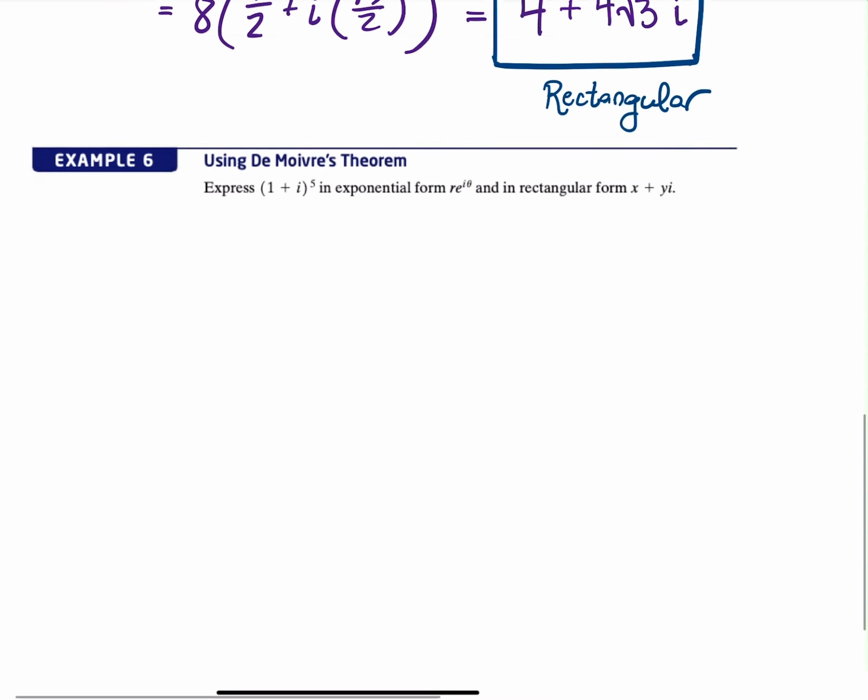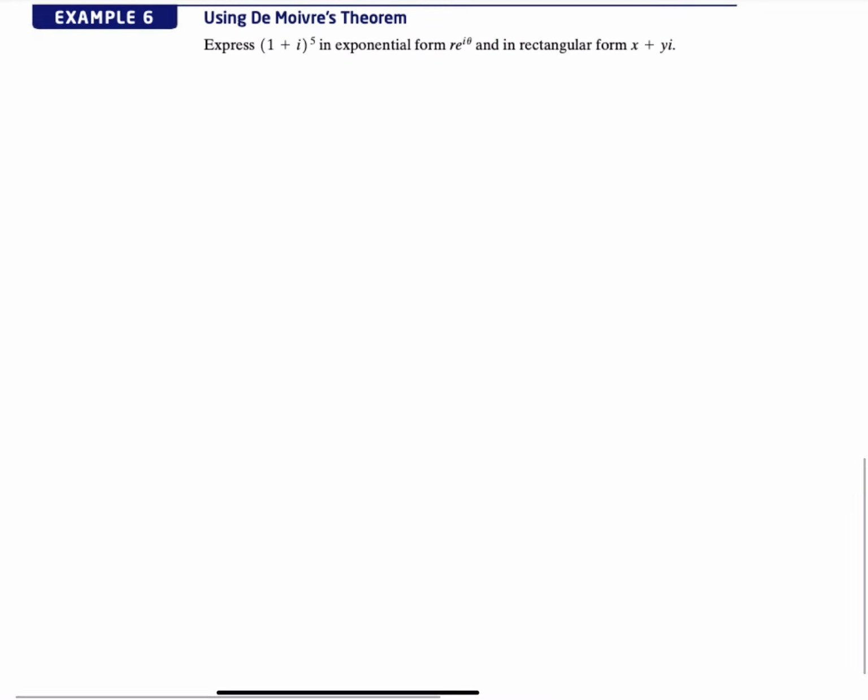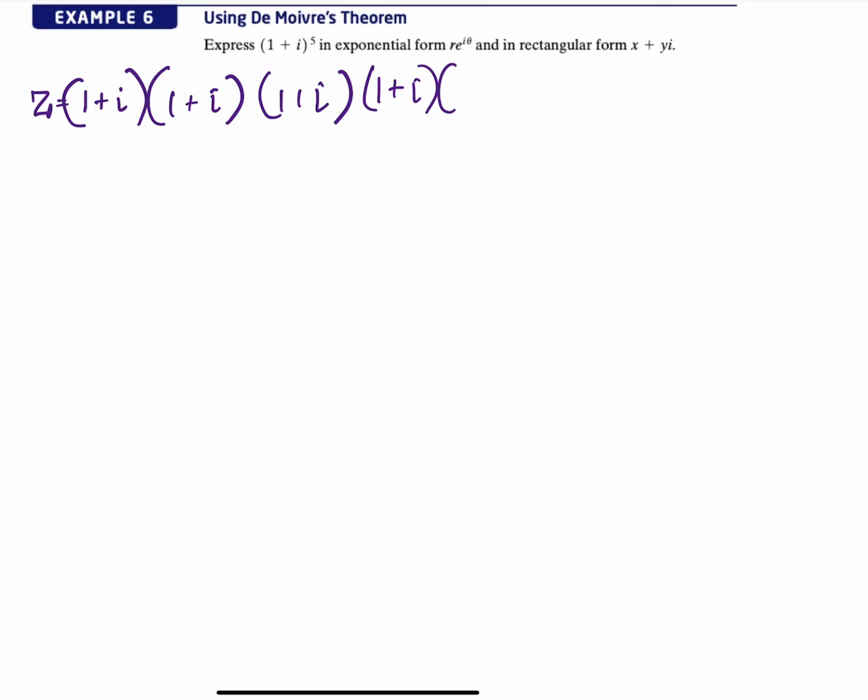All right, let's look at our next example. We want to express 1 plus i to the 5th power in exponential form and in rectangular form. So that means our complex number is what's inside there. We can say that z is 1 plus i. This is in rectangular form. We could maybe brute force this and just multiply this by itself 5 times: 1, 2, 3, 4, 5. 1 plus i. But we'll see if we're working in polar form, it becomes a bit easier.